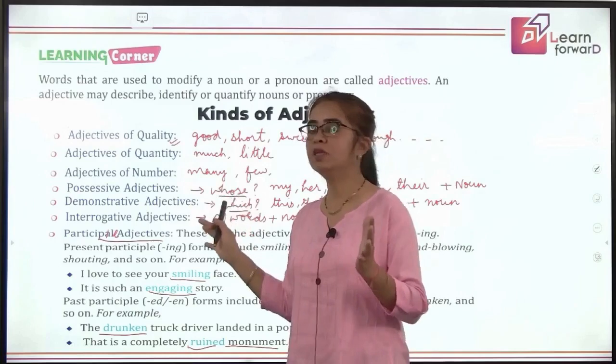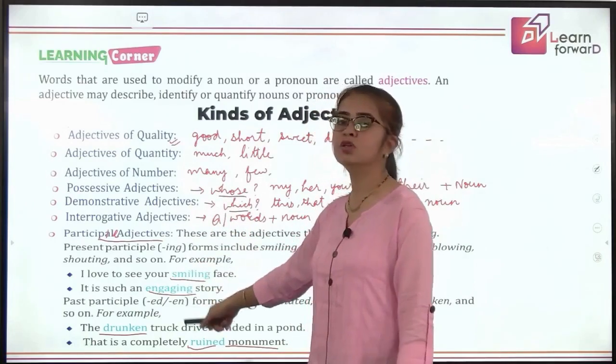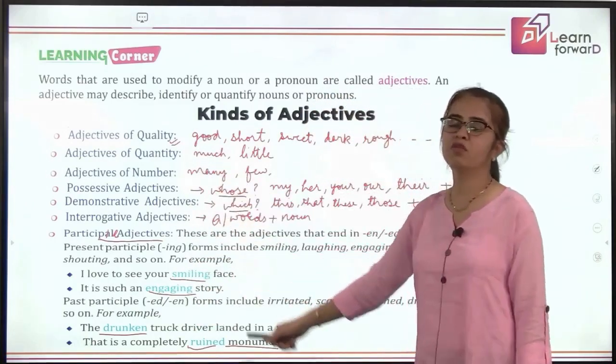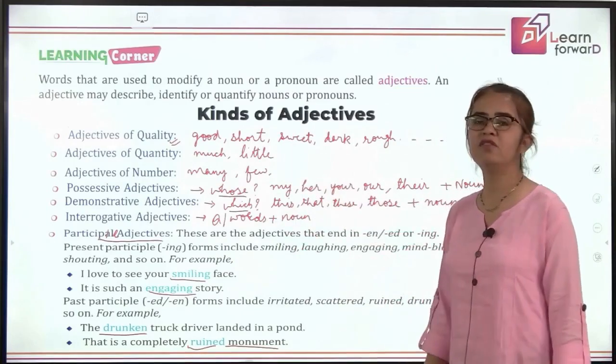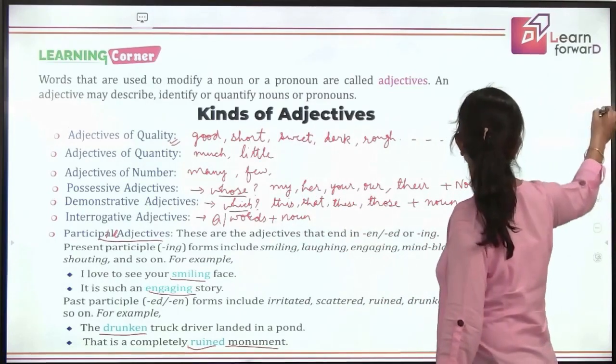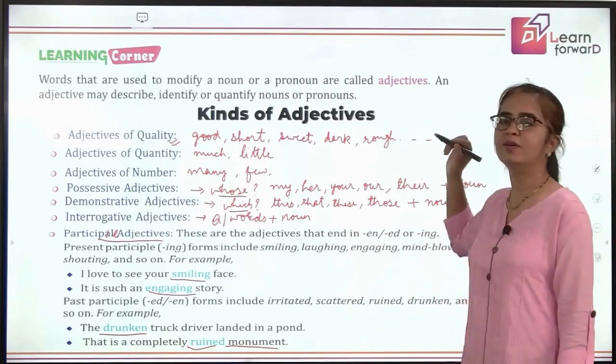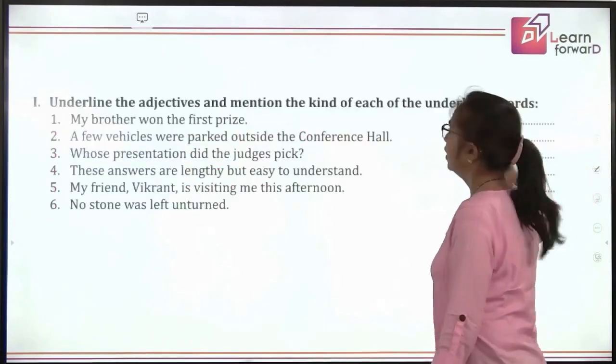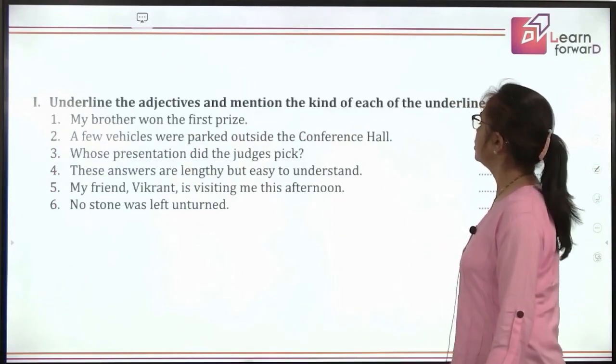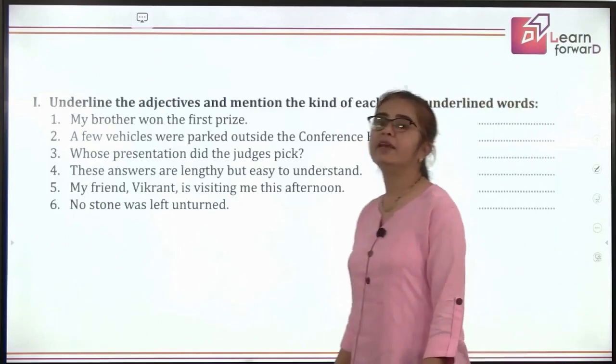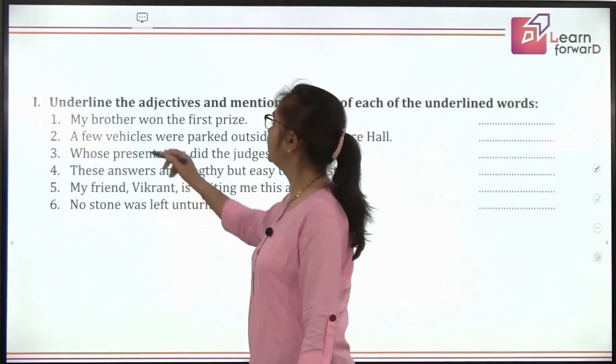So I hope this new thing is introduced to you and you are comfortable with all the other kinds that we have been learning from grade 4 onwards. So can we move ahead now? Okay. Underline the adjectives and mention the kind of each of the underlined words. So you have to underline the adjectives.